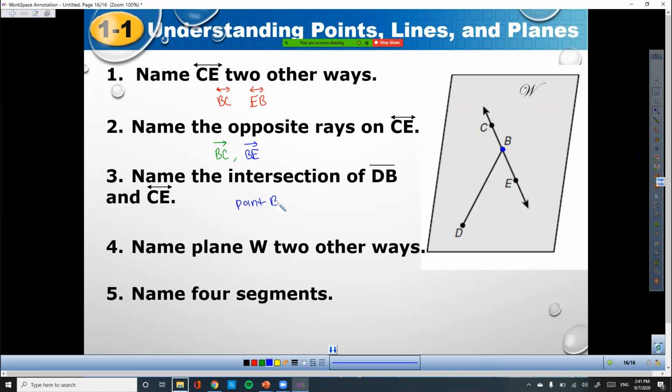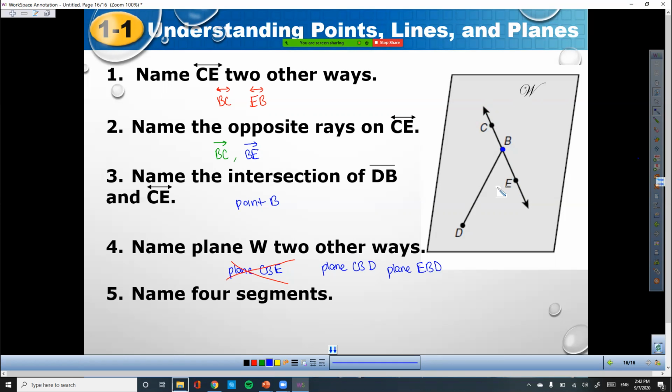Number 4, they want us to name plane W two other ways. So again, in order for us to name a plane, all I need is any three non-collinear points. So in this case, can I name it plane CBE? No, exactly. I cannot name it plane CBE because, I mean, they are three points on the plane, but they must be non-collinear. They cannot be on the same line. So in this case, in order for me to name my plane, I can name it plane CBD, because again, those three points are non-collinear, or as well as plane EBD, or again, any three points that are non-collinear.